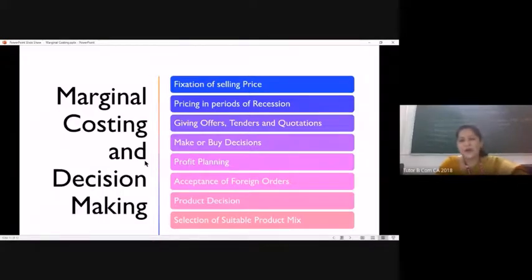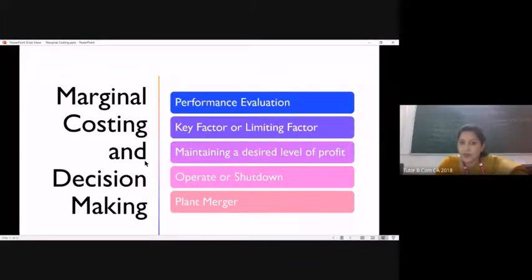Then suitable product mix. What all products I should have in my product line. All that will be part of my select decision factor. Then the rest of the decision is, if I want to evaluate my performance, evaluation can be based on how much is my increase in sales, what is the reduction in my cost, right? What is the increase in my profit? All these are critical information which is being provided by marginal costing techniques, right? So that again is another decision making area.